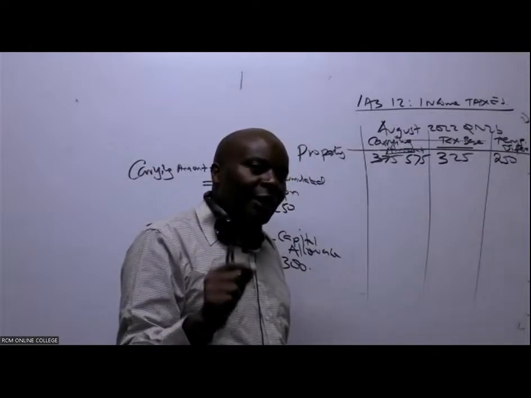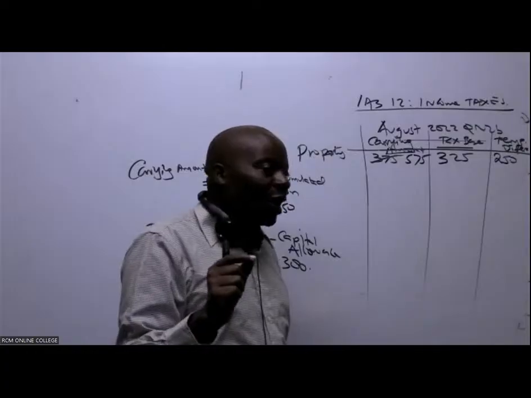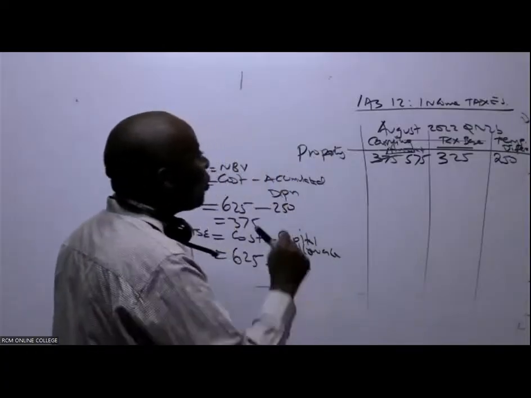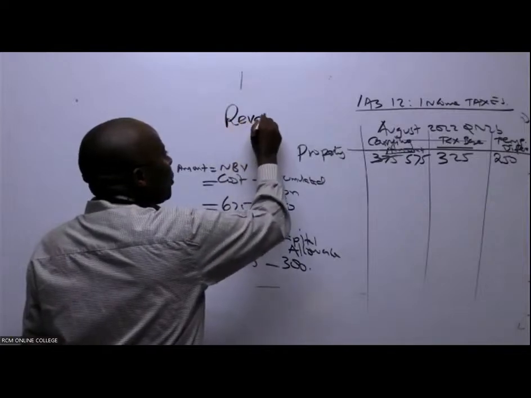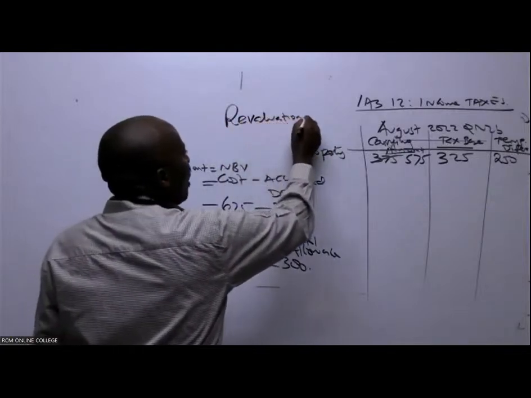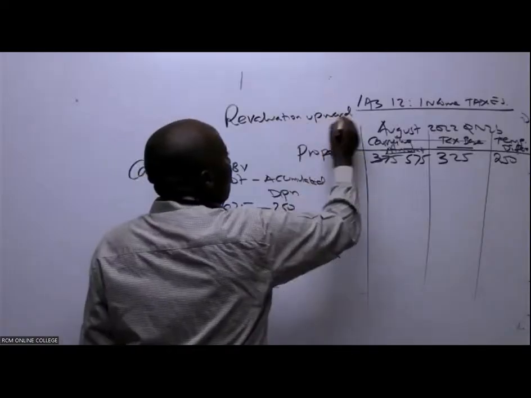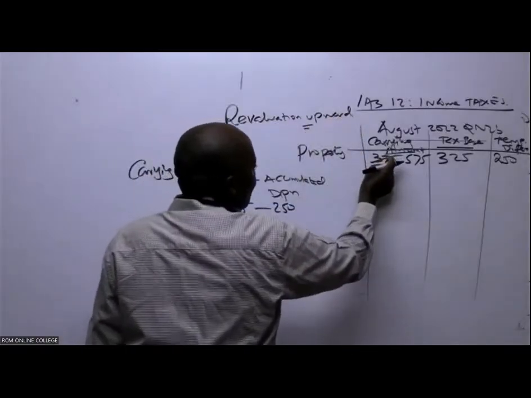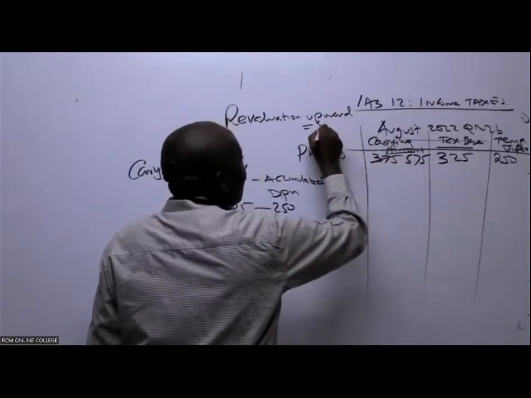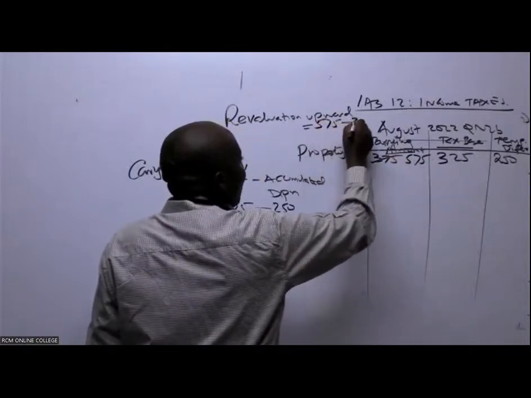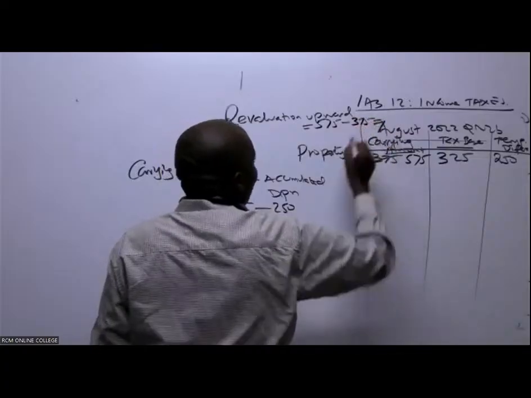There is an asset here that has been revalued, and this is an upward revaluation. So don't forget. Can you kindly give me this revaluation? It's a revaluation upward. Remember, this was valued at 375 initially. Now it has been revalued to 575. So 575 minus 375. So this gives us what revaluation?